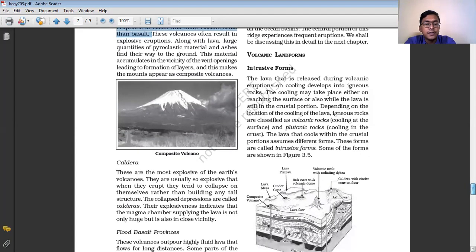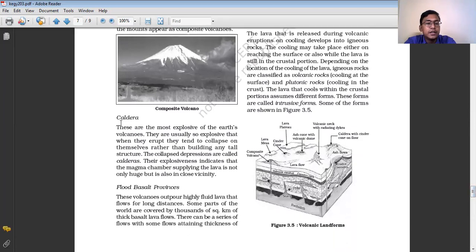The next is the caldera. The calderas are the most explosive of the Earth's volcanoes. Of all the types of volcanoes, the calderas are the most explosive in nature, which means they cause huge explosions. Whenever the materials come out, it will cause a huge explosion and may cause an earthquake.